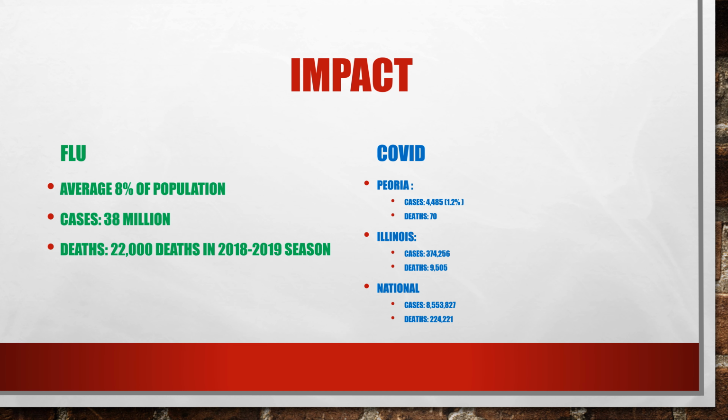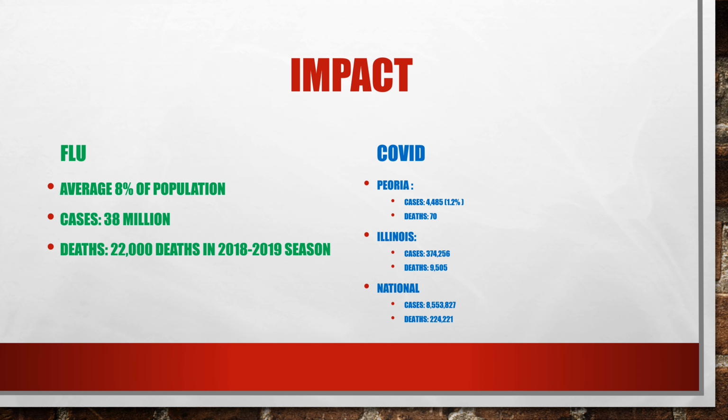And then as far as COVID-19, which is what we're seeing, looking at more local pictures, in Peoria there are about 4,485 cases. This is about 1.2% of the total cases in Illinois. Deaths so far, we have about 70. In Illinois as a state, the total number of cases is 374,256, and the deaths are about 9,505. So a lot of deaths.